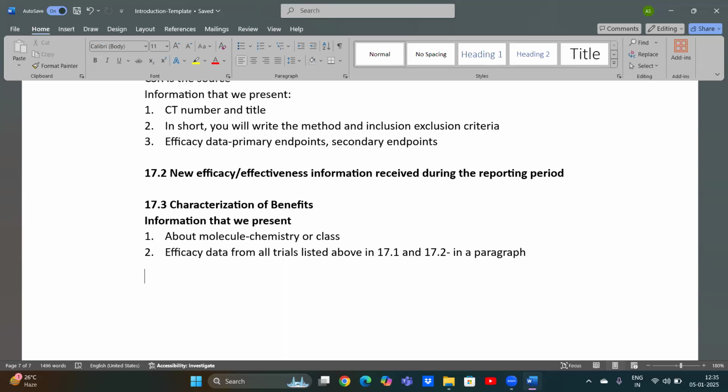But you will present it in the same manner. You will write the protocol title, and the number, though the number might not be provided. You will write what was the objective that they were trying to reach, and what were the efficacy results. So you will search the open literature and present the relevant literature here. This is the difference when you are writing a paper for innovator or generic. Got it?